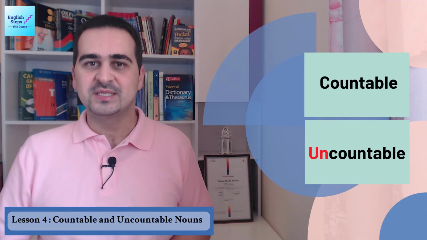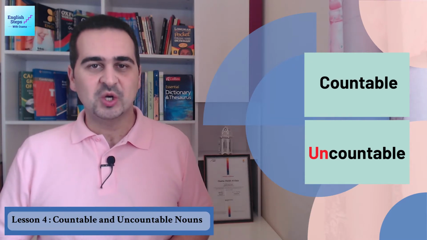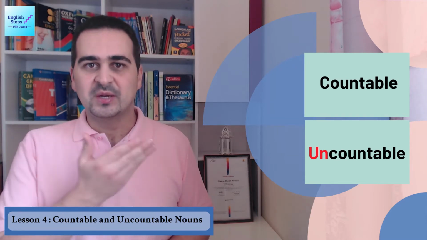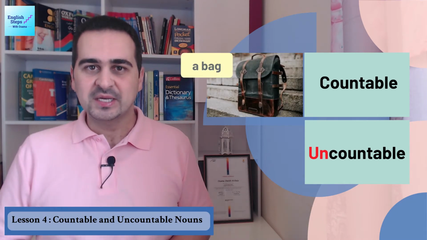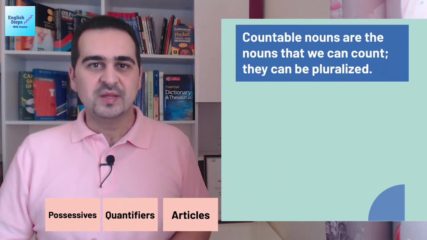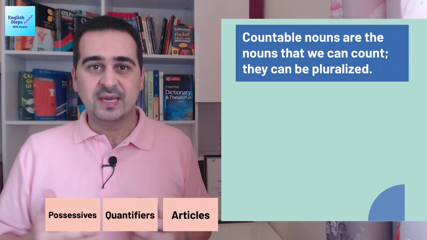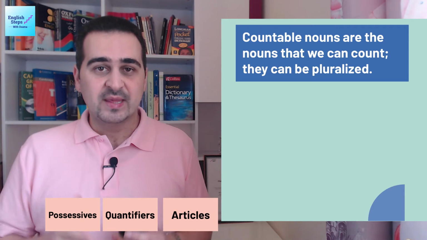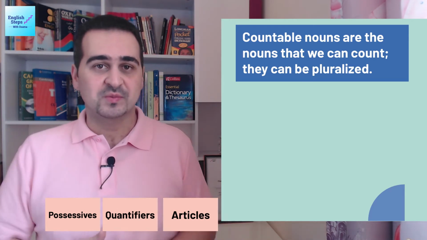I am Usama Walid. In this lesson, we're going to focus on two types of nouns. Countable nouns like a bag, uncountable nouns like water. Countable nouns are the nouns that we can count. They can be pluralized. They have singular and plural forms.